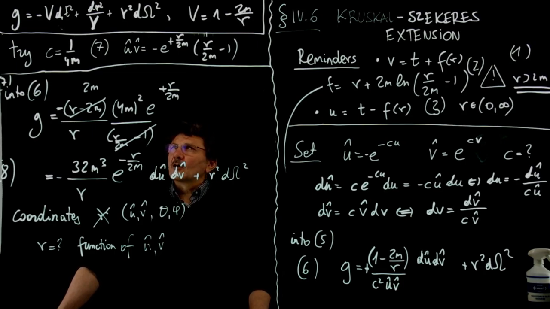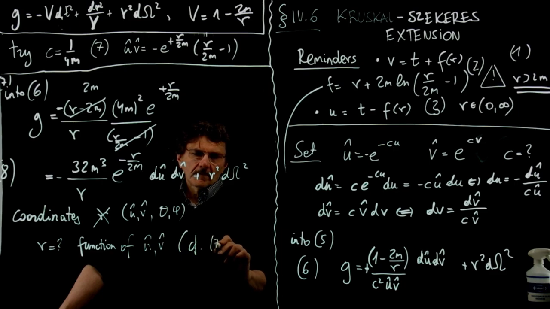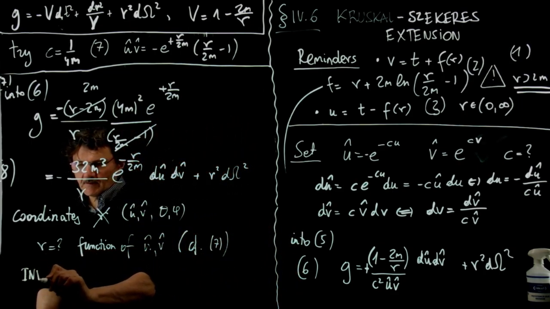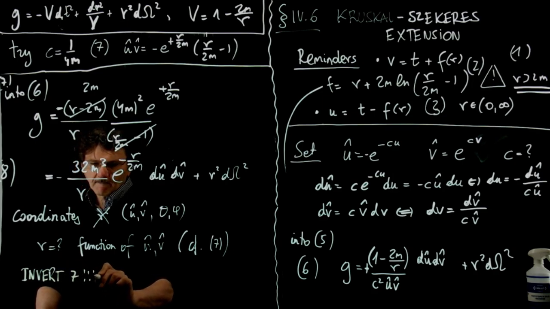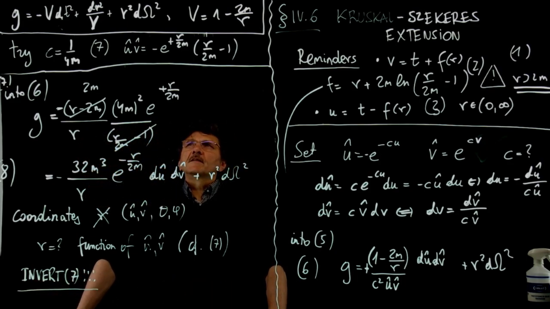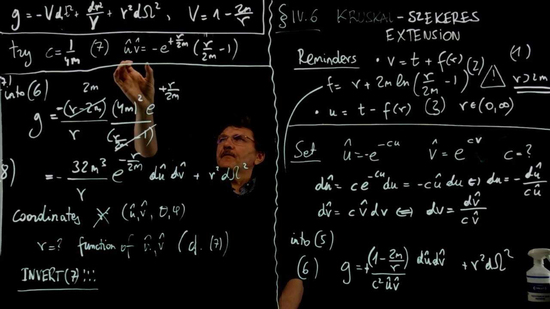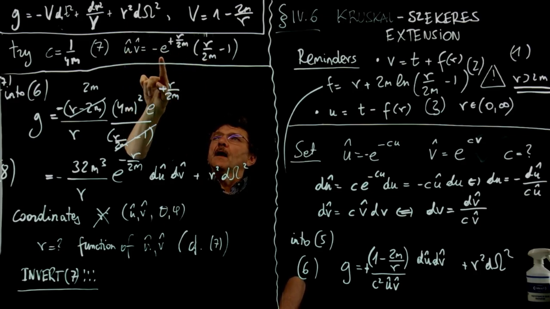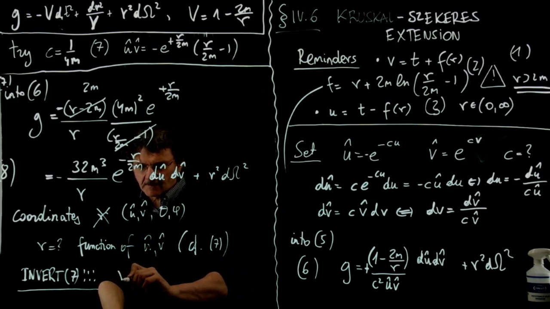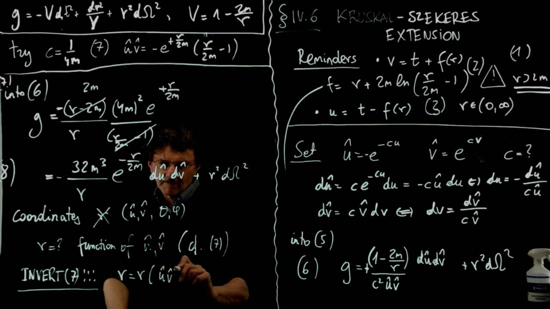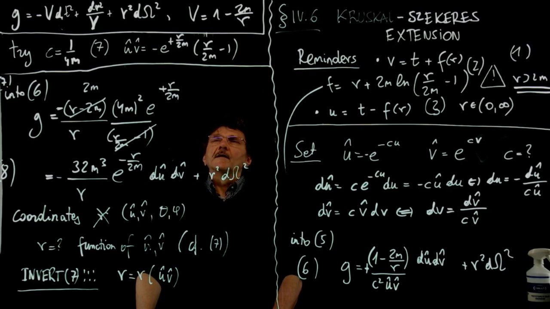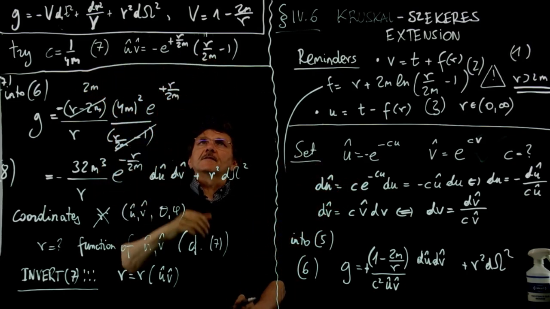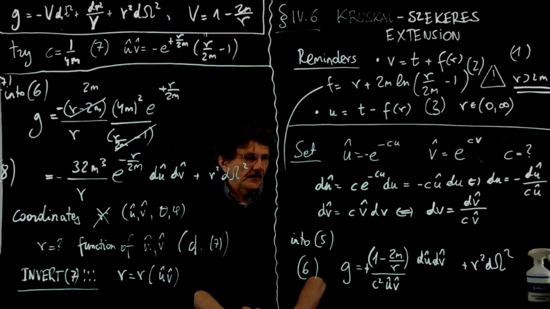And it's a bit of a complicated function, because you have to invert this equation, right? So what we need to do is invert 7, and the question is, can we do this? So we have a function, well, this one is the product of u hat v hat. So if we can invert this equation, then r would be a function of u hat v hat, right? So in fact r is a function of the product. So how can we make sure that this function can be inverted, and at what range? What is the range at which this can be inverted? So let's try to figure this out.